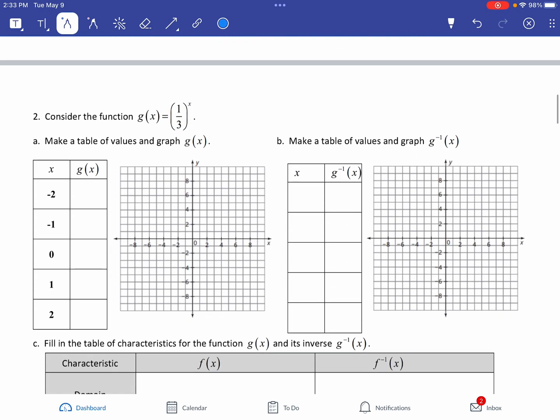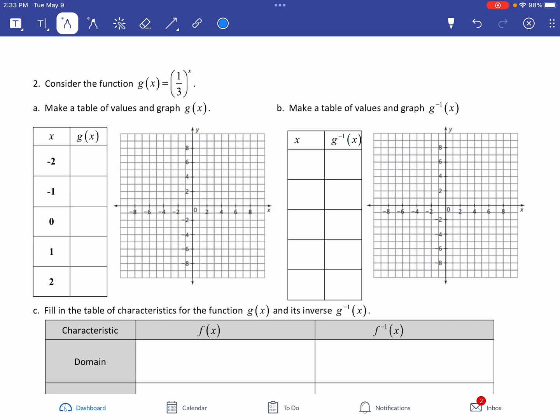Let's do it again. So this time if I put negative 2 in for the x value and all those values for my x term, I'm going to get 9, 3, 1, 1/3, and 1/9. So negative 2 comma 9 is here. 1 comma 3 is right there. We'll go here. So now this is a decaying function. It's going down.